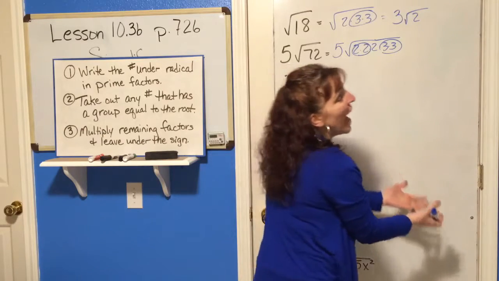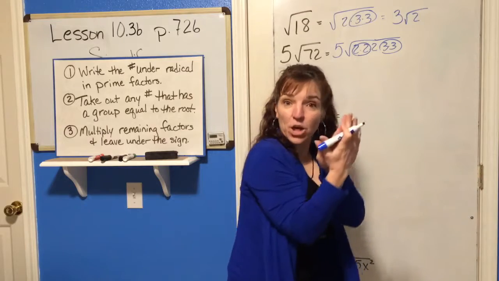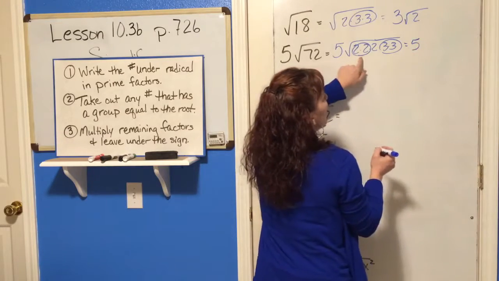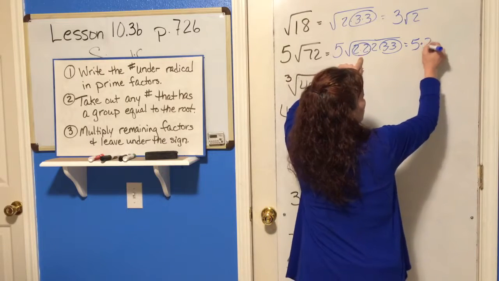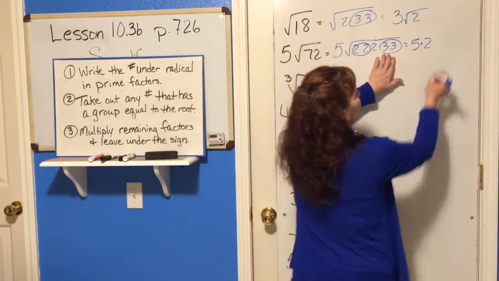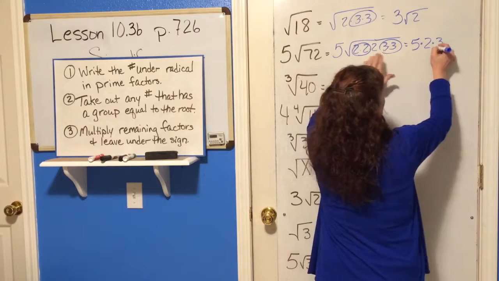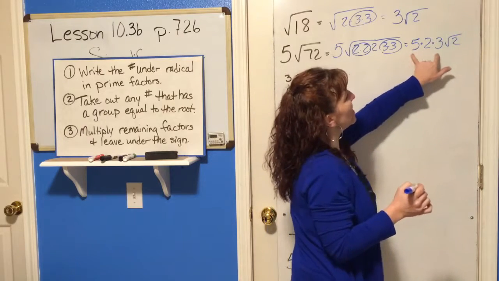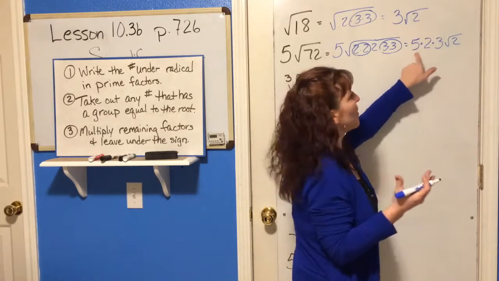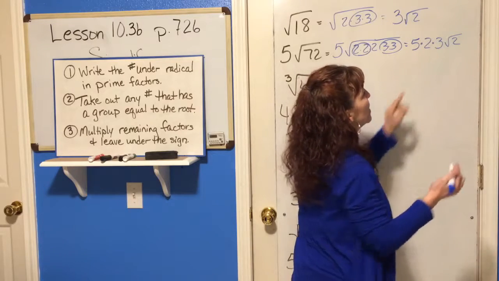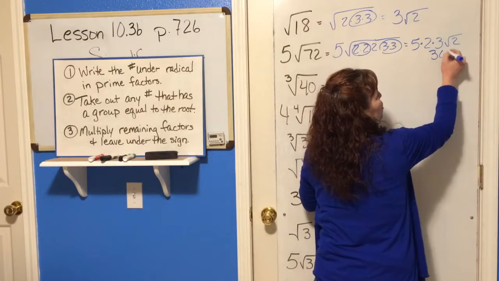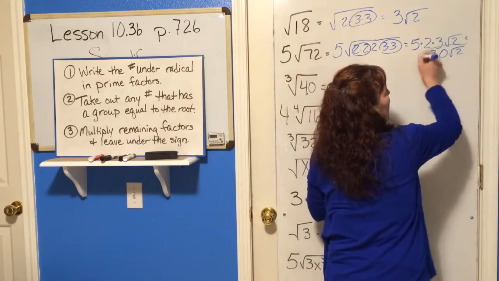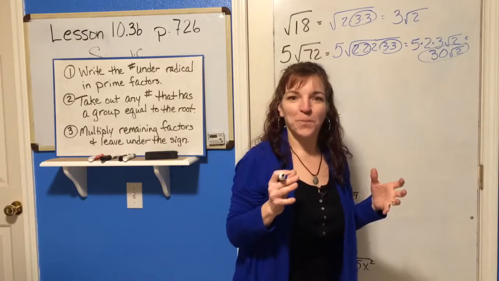So you're going to bring out the pairs. So you still have your 5. Don't lose that one. Now you're going to bring out a pair of 2s, so you're going to bring out a 2. And a pair of 3s, you're going to bring out 3. And what's left under here is a 2. Now, what you do with these is you just multiply them together. So 5 times 2 is 10, times 3 is 30. So your final answer is 30, square root of 2. And that's your final answer. That is simplified as it can go.